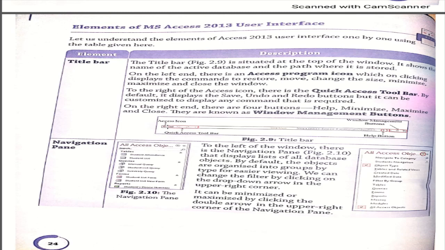See, this is your Access program icon, which on clicking displays commands to restore, move, change the size, minimize, maximize. Okay, now next one is the navigation pane. So this type of window is known as what? Navigation pane, where to the left of the window there is a pane that displays a list of all the database objects which have been created recently. By default, the objects are organized into groups by type for easier viewing.